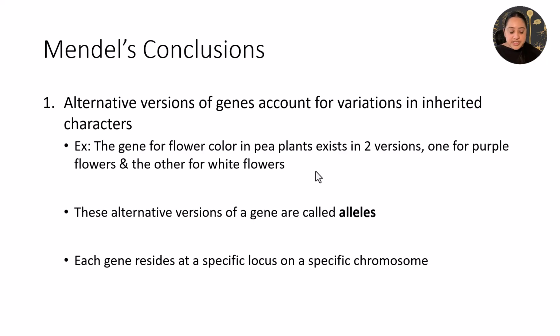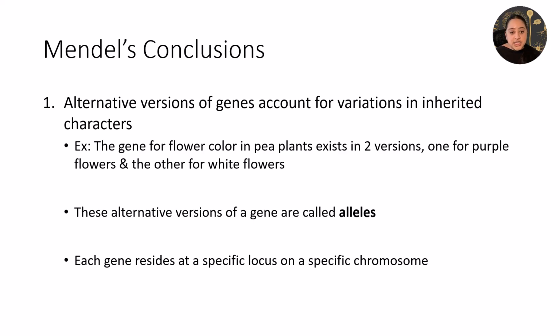In a more simple example, for the gene for flower color in pea plants, there are 2 different versions, one for purple flowers and one for white flowers, and that is what leads to these variations visually, because there are 2 different factors. Now we call these alternative versions of a gene alleles. For one gene, flower color, the 2 different versions are 2 different alleles: an allele for purple flowers and an allele for white flowers.